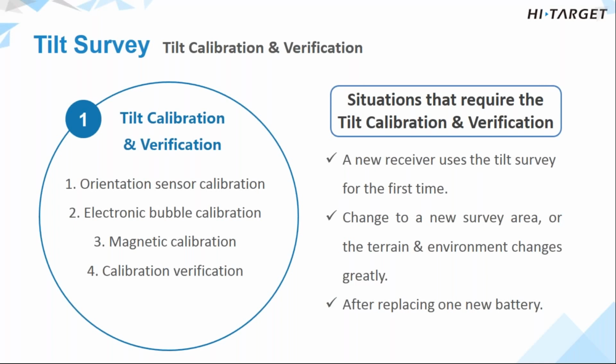So in which situations is the tilt calibration and verification required? Please pay attention. If you first receive this receiver and it's completely new, or you first use it for a test survey, you need to do the calibration. Or if you change to a new survey area and the terrain and environment change greatly, you need to do the calibration too. Besides, after replacing a new battery, you also need to do the tilt calibration to make sure it can work directly.